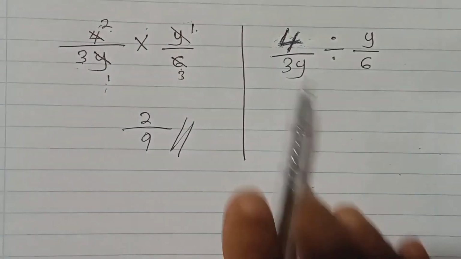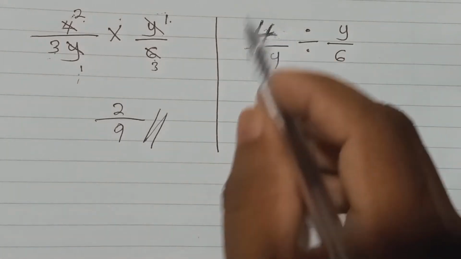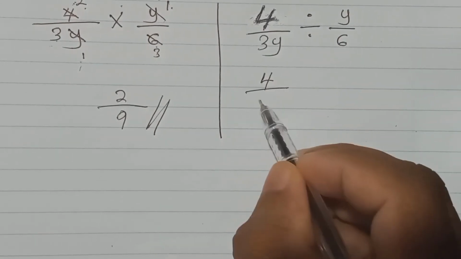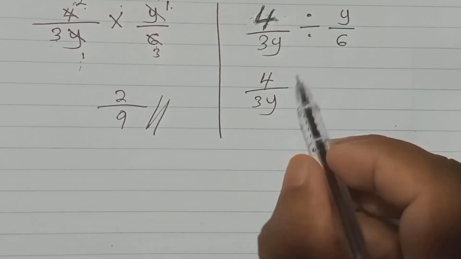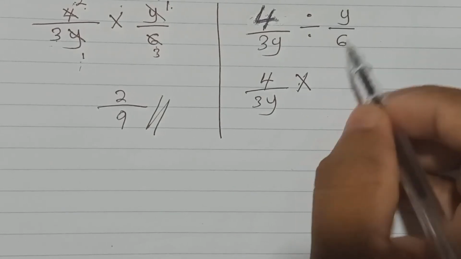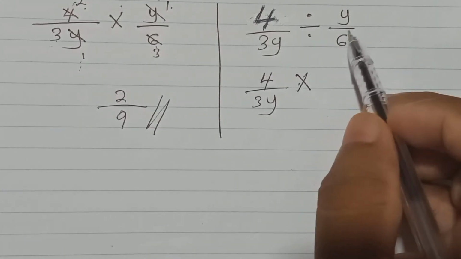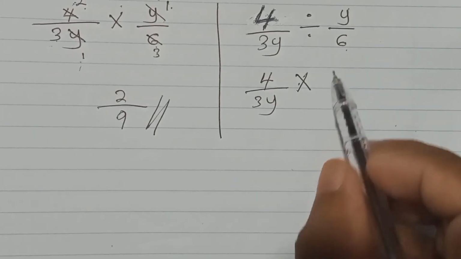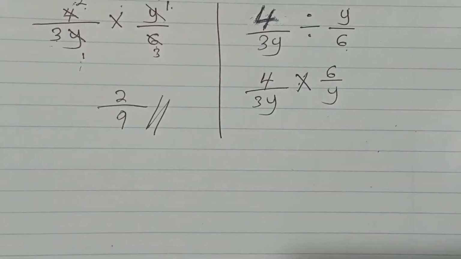That's the idea. Now when you have division, here also a very simple idea. We write the first algebraic fraction the same way, 4 over 3y. Then this division sign we change to multiplication. Then you need to get the reciprocal of the second fraction. Reciprocal means upside down. Normally numerator goes to denominator, denominator goes to numerator. Here it was y over 6, now we write 6 over y. That we call reciprocal.